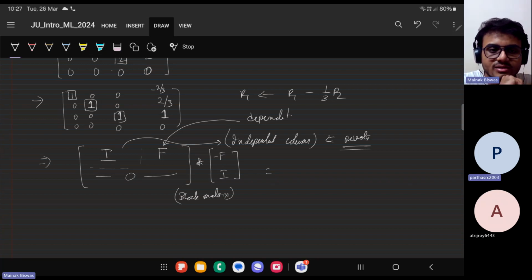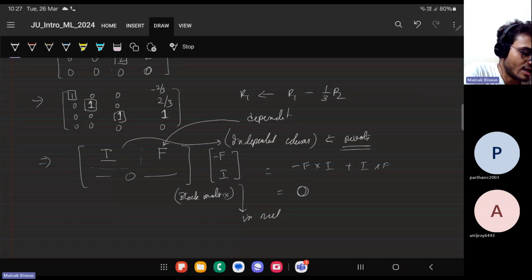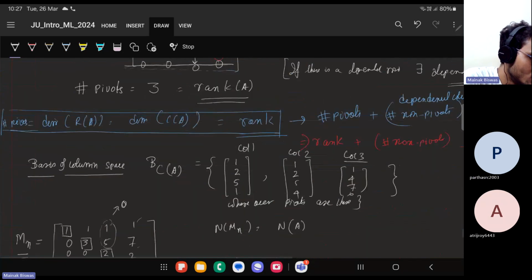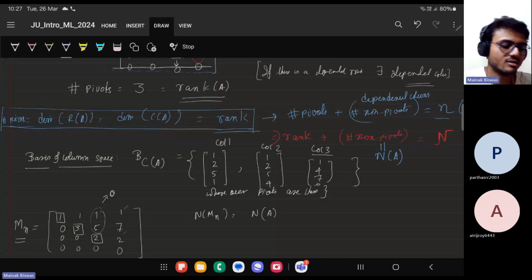Minus f comma I gives the null matrix. So minus f into I plus I into f is equal to 0. So this is in the null space of A, right? We showed that the number of non-pivots is equal, by construction, to the null space of A, right? Yes or no? Understood?